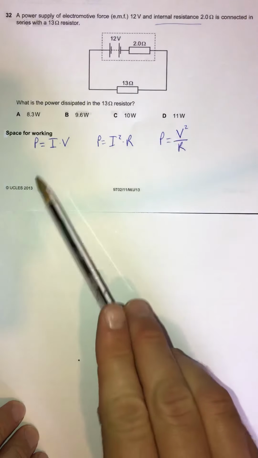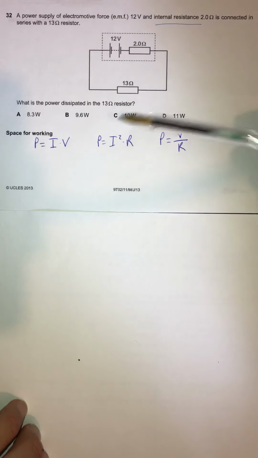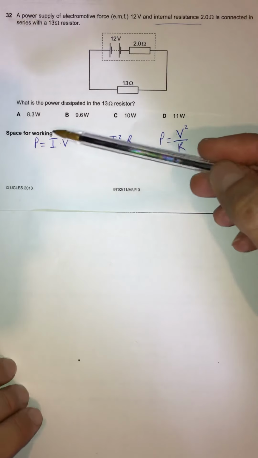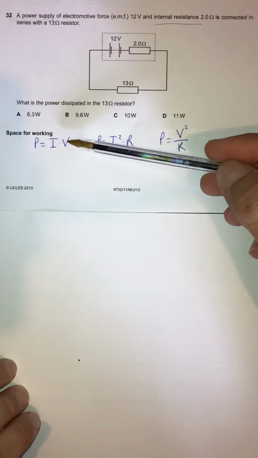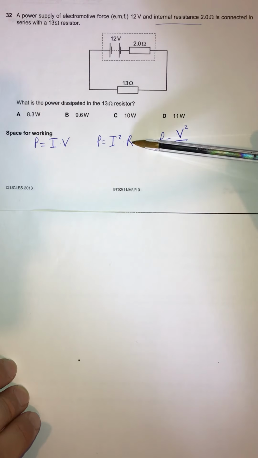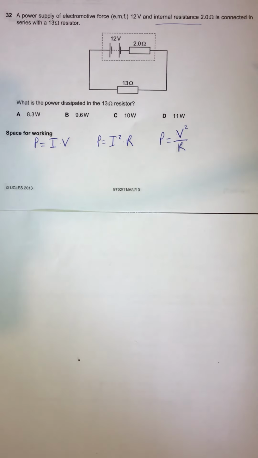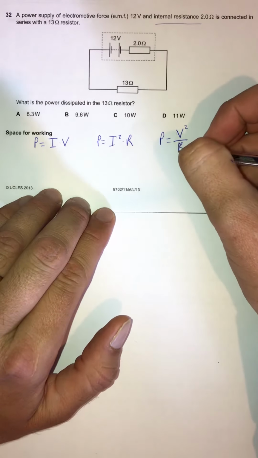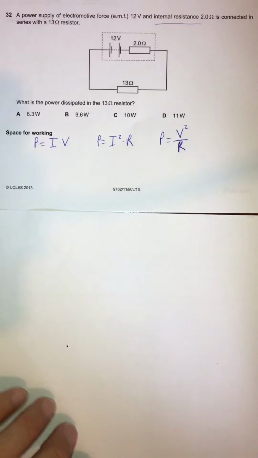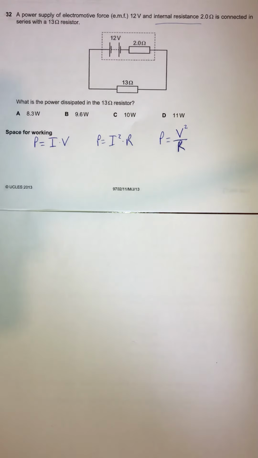Well, you can see that I've already written out three relevant equations for power as it relates to electricity. So we have power equals current times voltage, power equals current squared times resistance, and power equals voltage squared over resistance. Students that sit for the ACE Physics papers should have each of these equations in mind by the time they sit for the paper. So these should already be committed to memory.